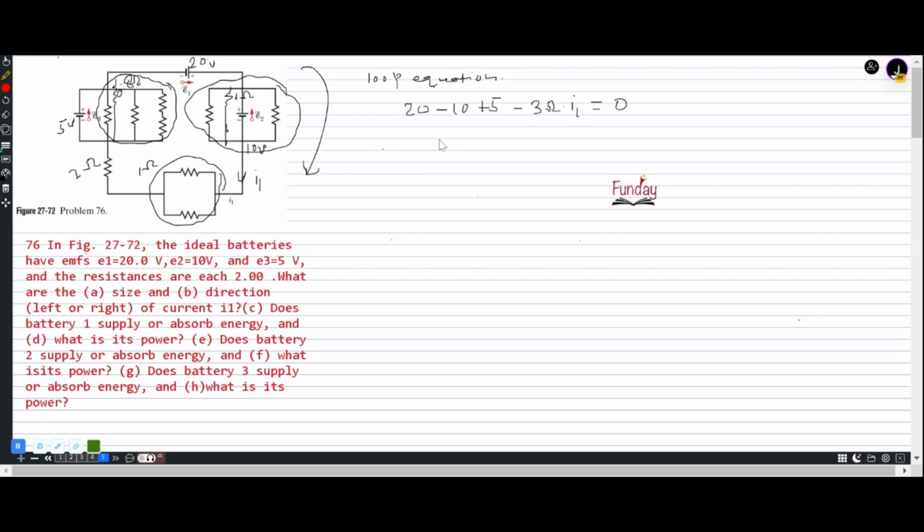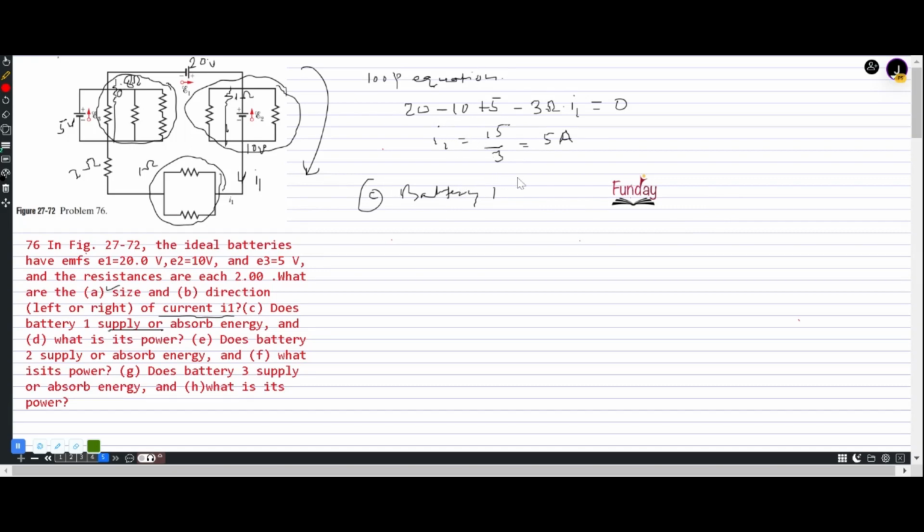Now this current I1 is in the whole loop. That means that is the current that is going through E1. So question number 1, what is the size and direction of the current? The direction of the current is what they have given in the diagram, which is correct because the value we found is positive. So the direction of the current is clockwise, I would rather put it. Left, right, your right could be my left.